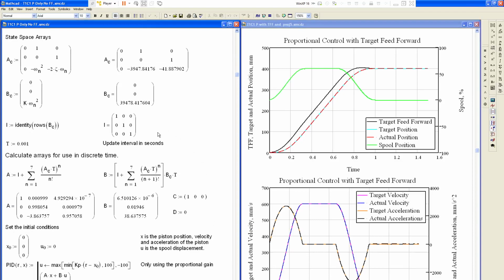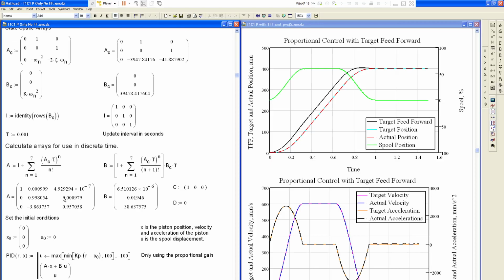This part is calculating out what the state space arrays need to be. I'm not going to go over this in too much detail because I've done that in many of the other videos. But basically, this is the continuous state A array and the B array. And this is the input coupling. This is the transition matrix. And then I have to convert that to a digital format, which is done down here.